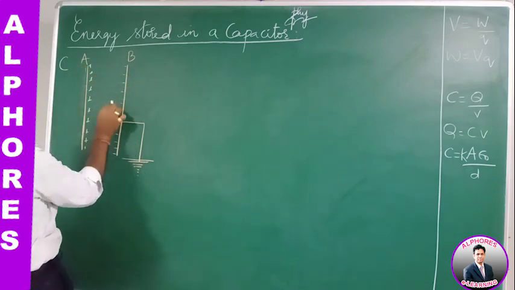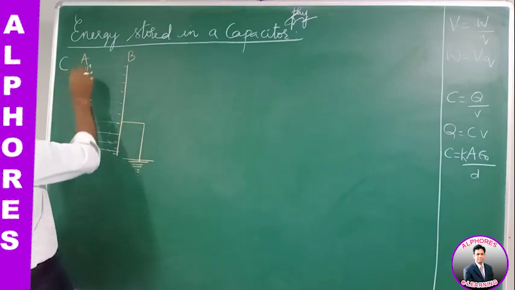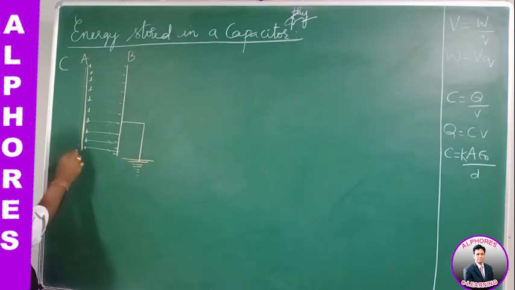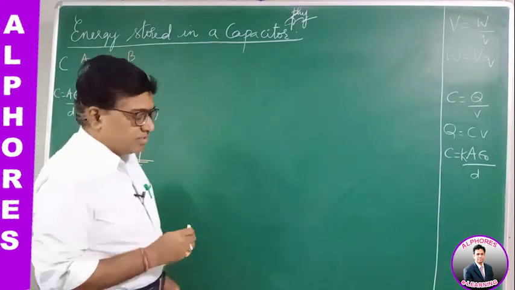There is a strong electric field that is produced like this. The area of the plate is capital A and the distance between the plates is D. So the capacity C is equal to A epsilon naught by D. Please remember this part.